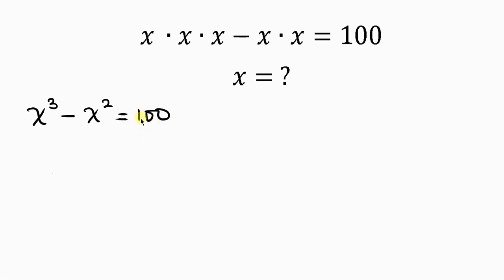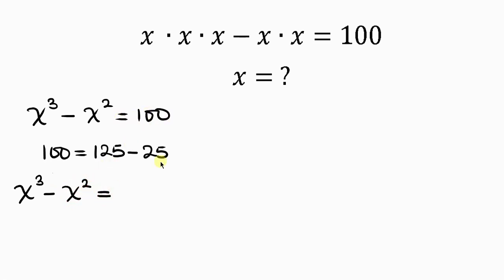Now, our next step will be for us to split 100 into a perfect cube and a perfect square. So 100 into a perfect cube and a perfect square is 125, a perfect cube, minus 25, a perfect square. So 125 minus 25 gives 100. So we're going to be replacing that here. So we have x cubed minus x squared equal to, so instead of writing 100, I'll write 125 minus 25.